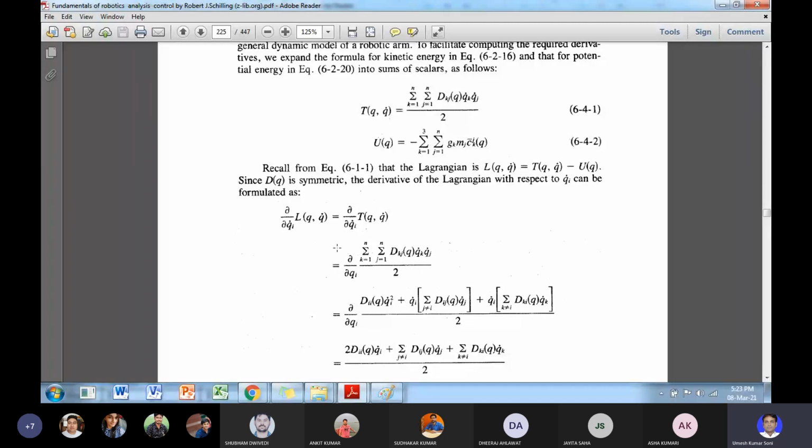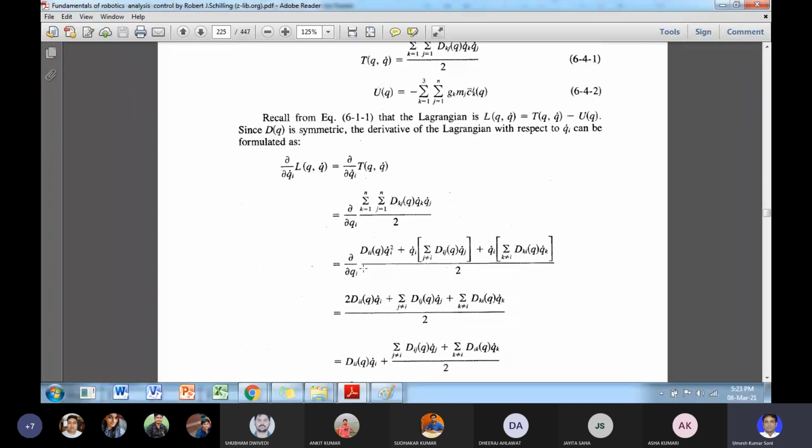Okay, so i is any variable from 1 to n, j is also varying, and k is also varying up to n. So k may be equal to j or not equal to j. In the case of i equal to j and k, what will be the replacement here: d_ii q_i dot squared.